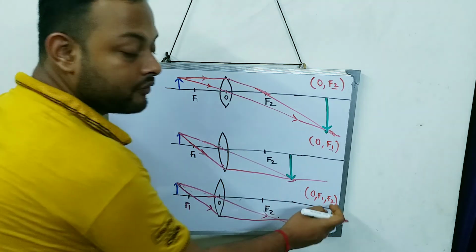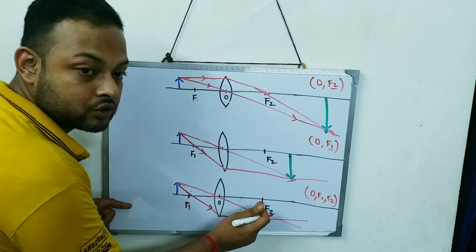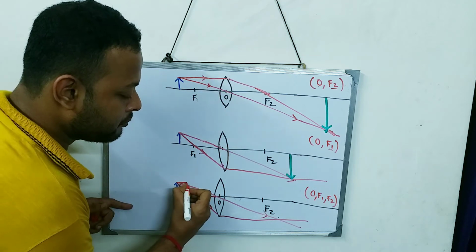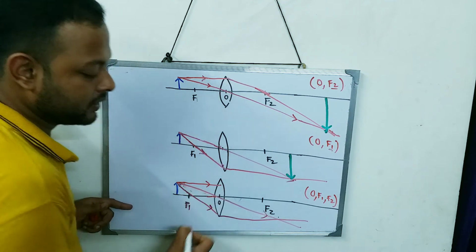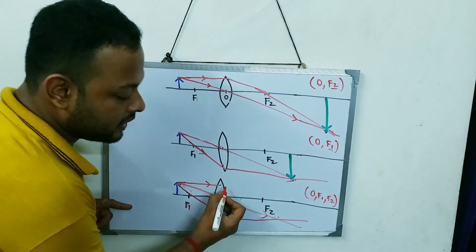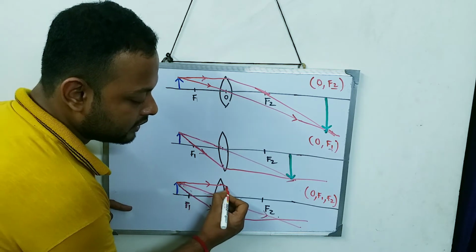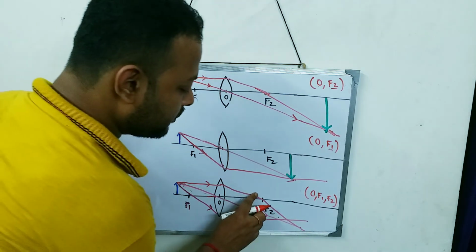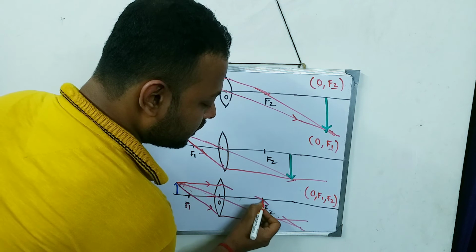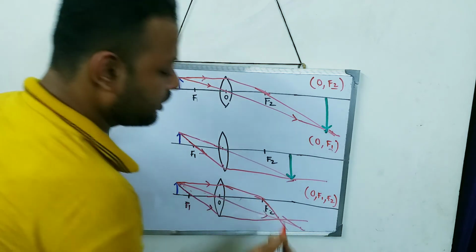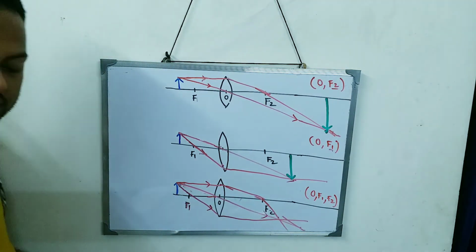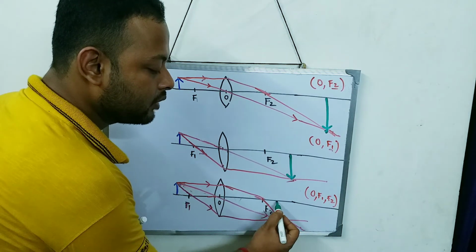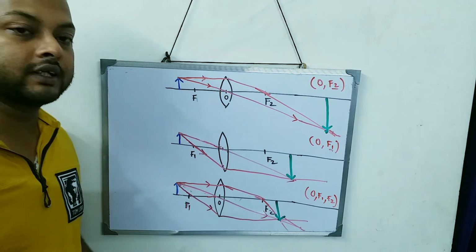And third, I will use F2. The ray which has to pass through F2 initially has to become parallel to the principal axis. So if it is parallel to the principal axis, then it will definitely pass through F2. Let's take a point something like this. Now you can see all the rays converge at a particular point. This is the point where my image is getting formed.